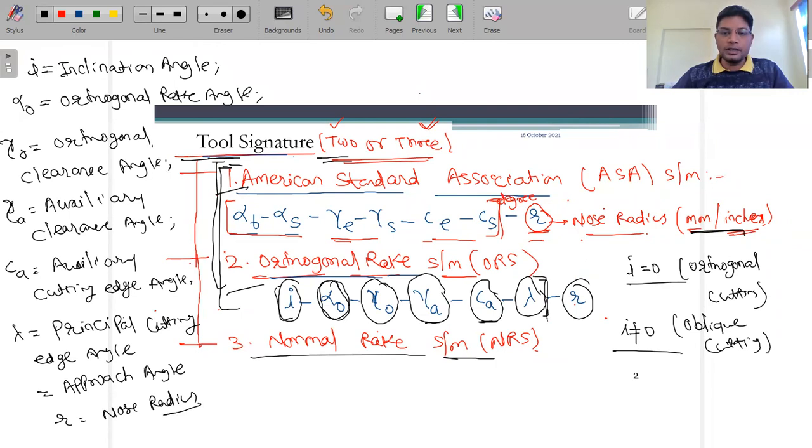And again, if you see in this ORS system, there are a total of 6 angles, which are calculated in degrees, and nose radius R is calculated in mm or inches. Fine.